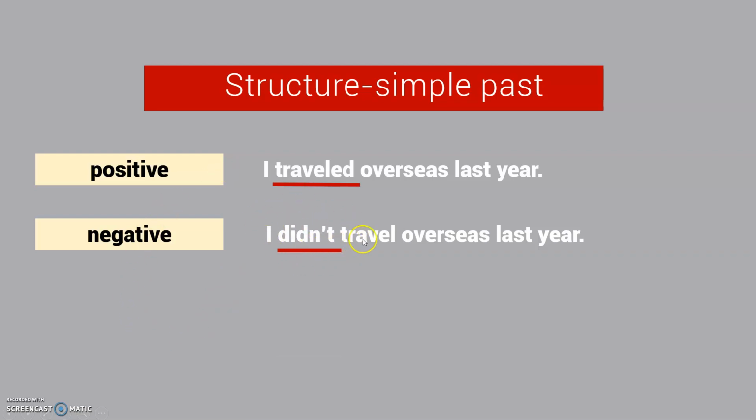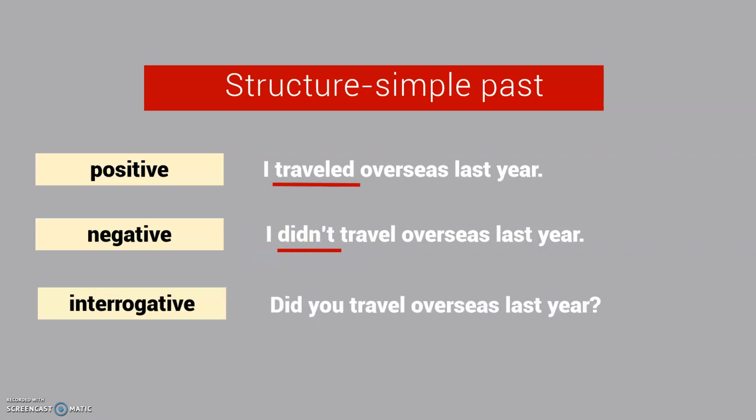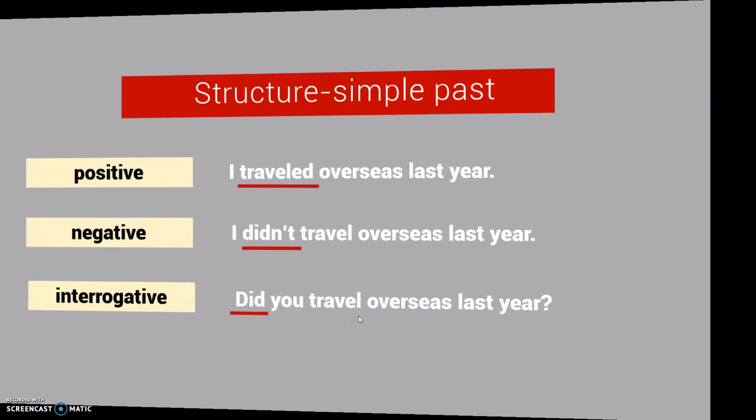This makes the past. And then the verb right here is going to be in the base form because we have didn't. If we have the interrogative form, we're going to have the same thing. Did you travel overseas last year? As you can see, we use the auxiliary did again. And our verb in this case, which is travel, we use it in the base form as well. So, positive, verb in past. Negatives and interrogatives, we use the auxiliary did, the verb in base form.